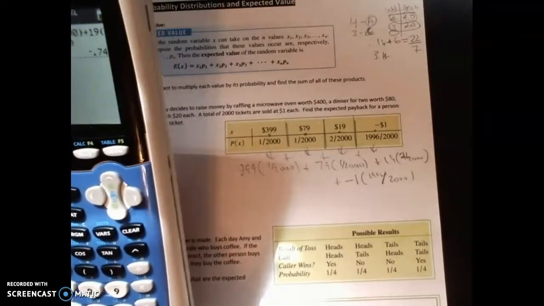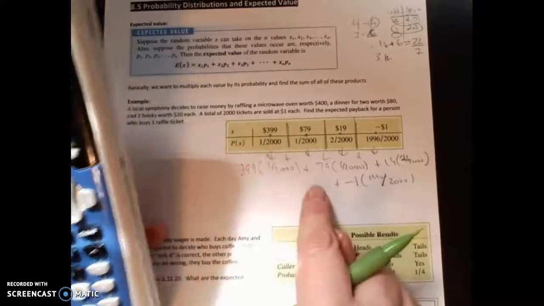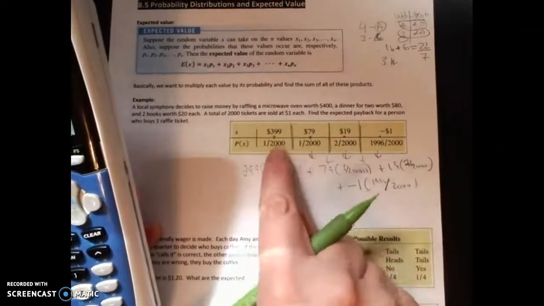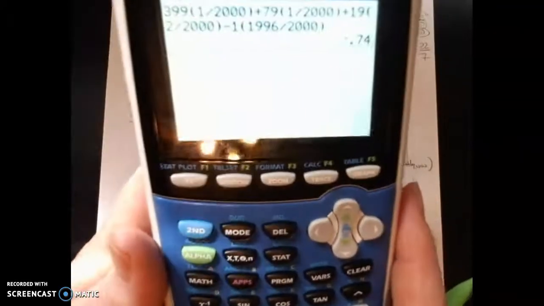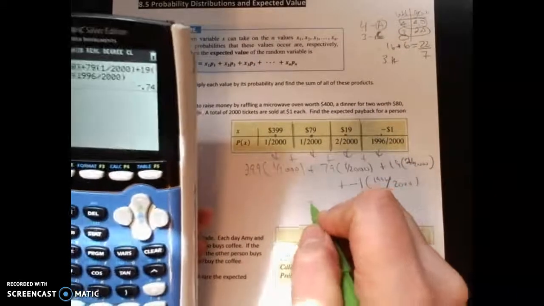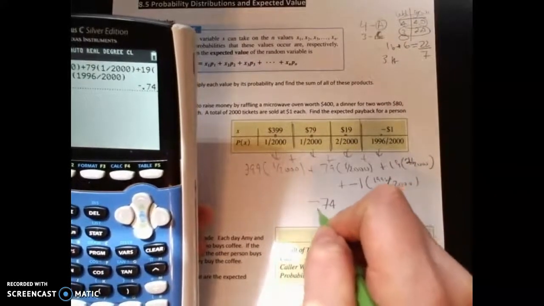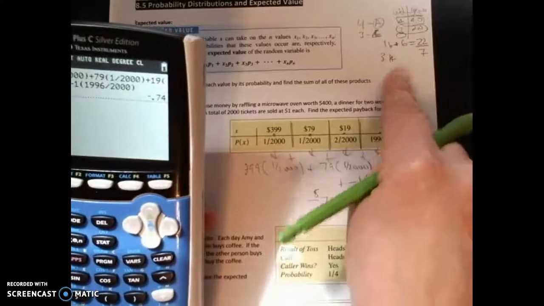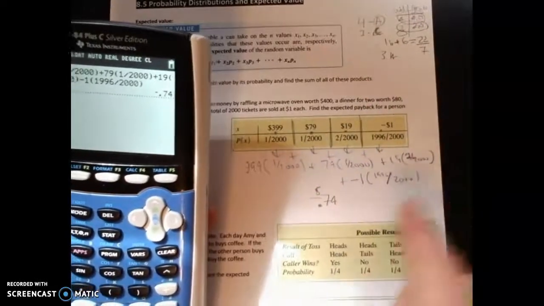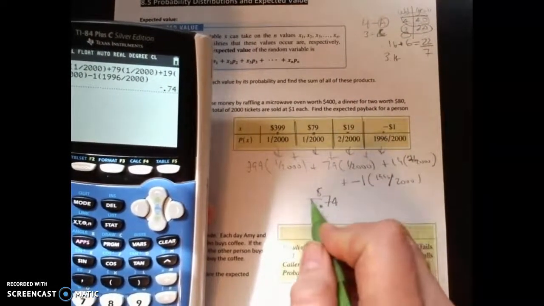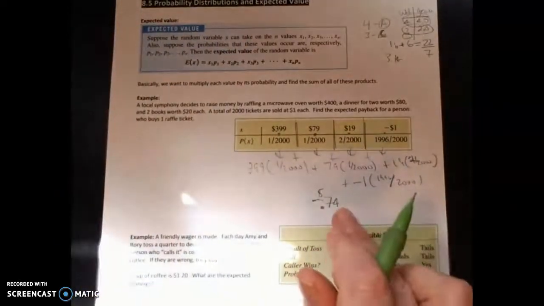If you like to do it this way, the probabilities should always add up to 100%. And so on average, I'm going to lose 74 cents. Kind of like with a GPA, on average, that's the grades I normally get. On average, if I do this raffle ticket a lot, I'm going to lose that.